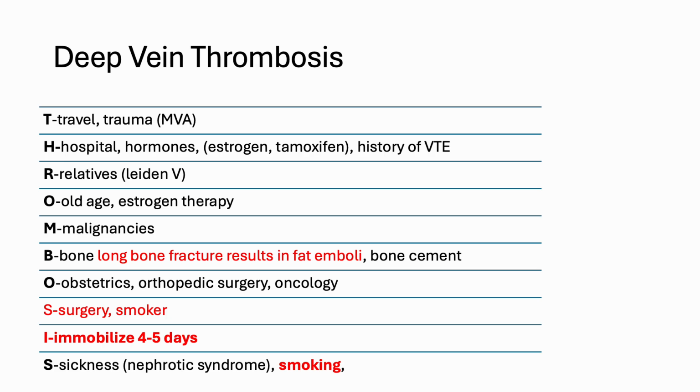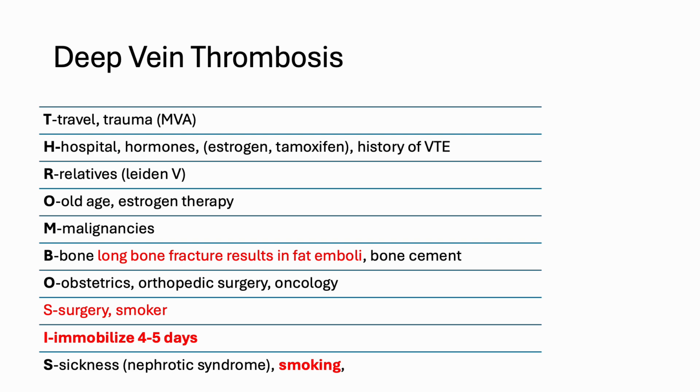B stands for long bone fracture. That can result in fat emboli, okay? And then obstetrics is for O. So orthopedic surgery, highly thrombogenic. Hip surgery, a total hip replacement, has the highest incidence of DVT out of all surgeries, okay?